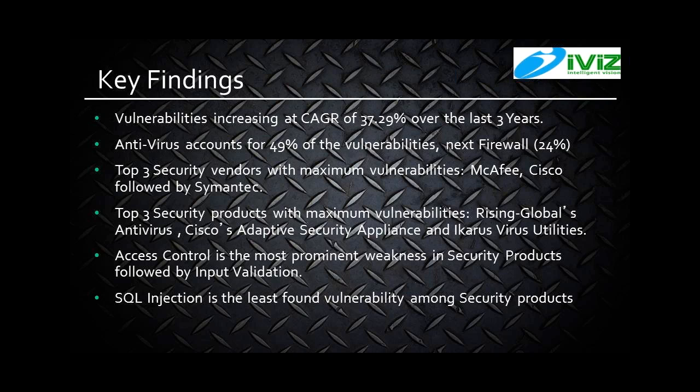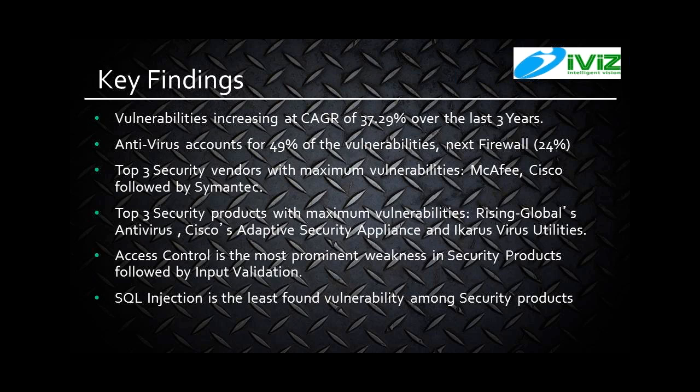So what we noticed was that the CAGR, the growth rate for the vulnerabilities in the security products for the last 3 years, had been 37.29%. In fact, the growth rate is more than the growth rate in the rest of the products. Antivirus accounts for 49% of the vulnerabilities among all the security products. So that looks like the lowest hanging fruit.